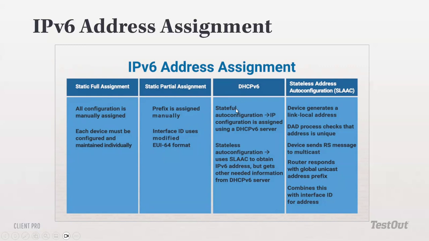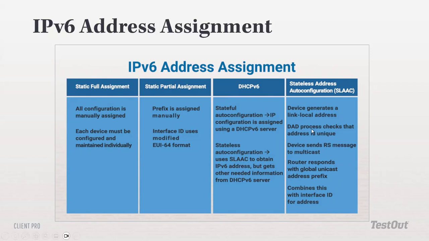Then we have what's called stateful auto configuration, and that uses a DHCP version 6 server to assign IP configuration. And then we have, similarly, a stateless rather than stateful auto configuration, which uses something called SLAAC. Okay, and SLAAC is stateless address auto configuration. That's used for the IP address itself, and then the other information comes from the DHCP version 6 server.